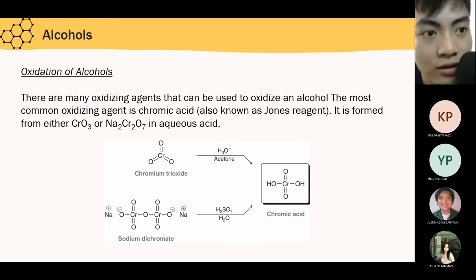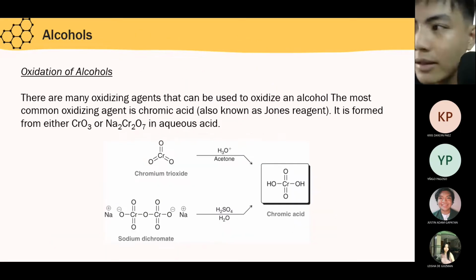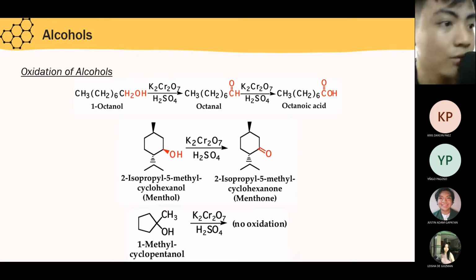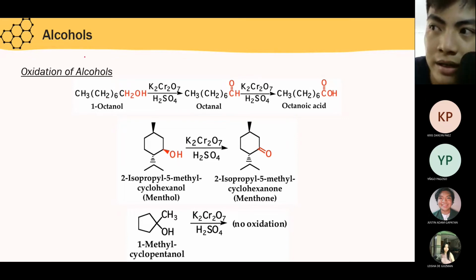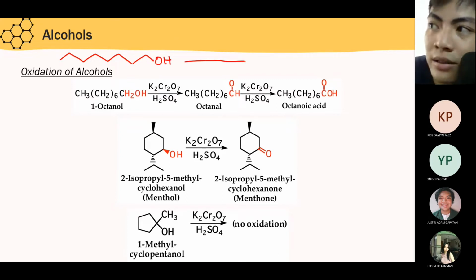And ano yung ginagamit pang oxidize dyan? Ang ginagamit pang oxidize dito ay potassium dichromate or sodium dichromate. Okay? So, yan. So, sodium dichromate, pwede rin naman potassium dichromate. Okay? So, to emphasize on that, okay, so we have the octanol. So, octanol is a primary alcohol yan. So, 1, 2, 3, 4, 5, 6, 7, 8. Okay, so this is your octanol. Ano mangyayari dyan? It will be converted to octanoic acid.